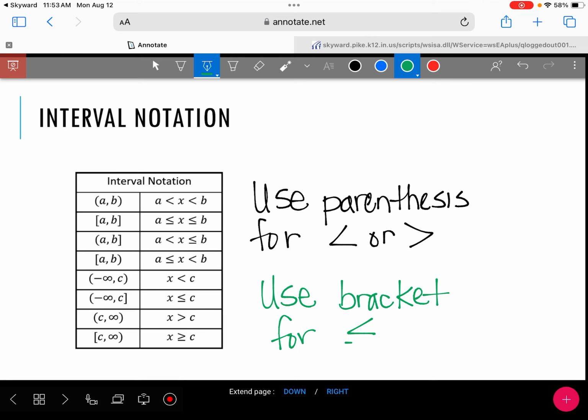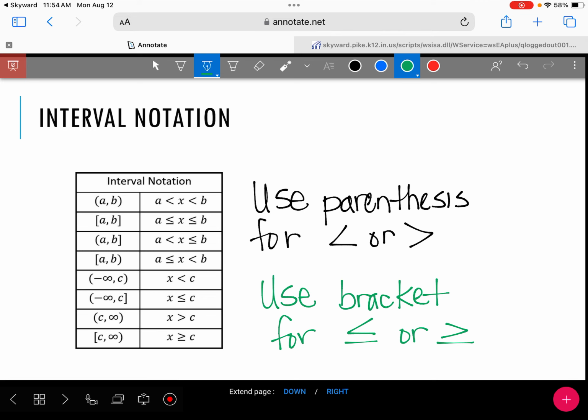I know. I realized that after. I was like, what am I even trying to say? There we go. We use the bracket for equal to. You know, this is my 5th period class, so, you know, I got to figure out what to say. Y'all first, so. Poor 5th period.